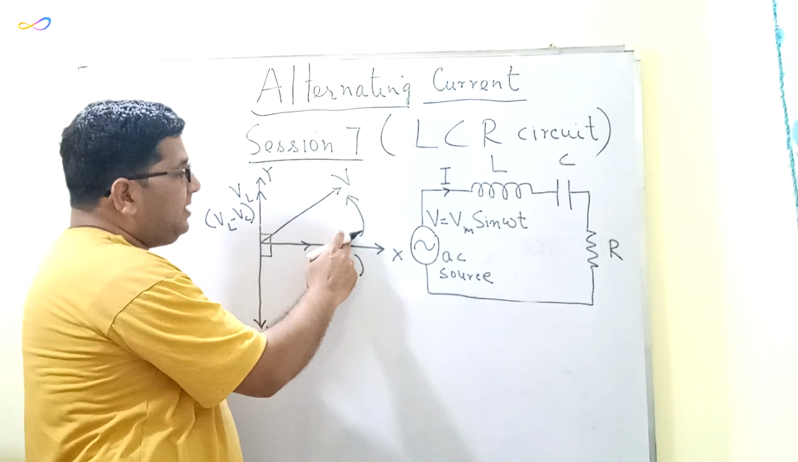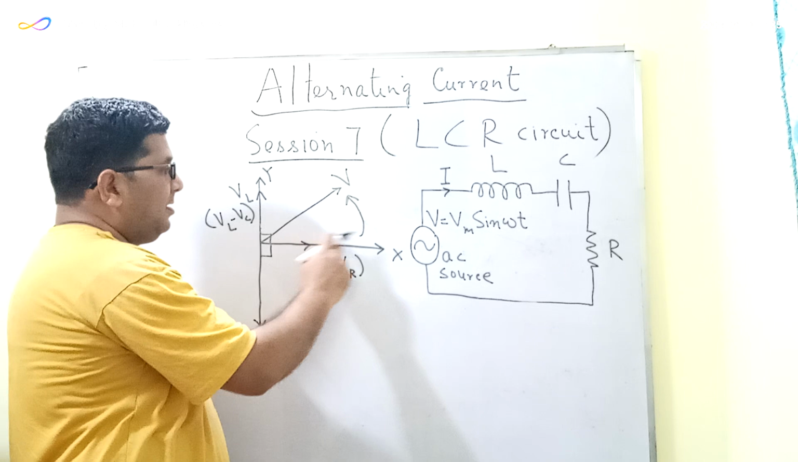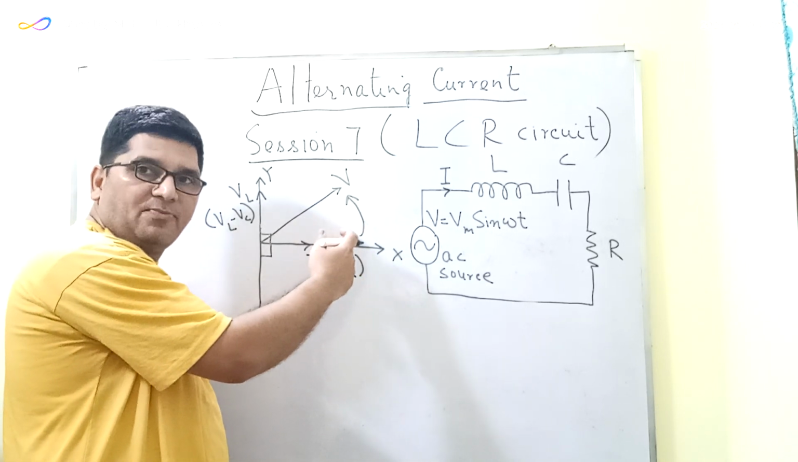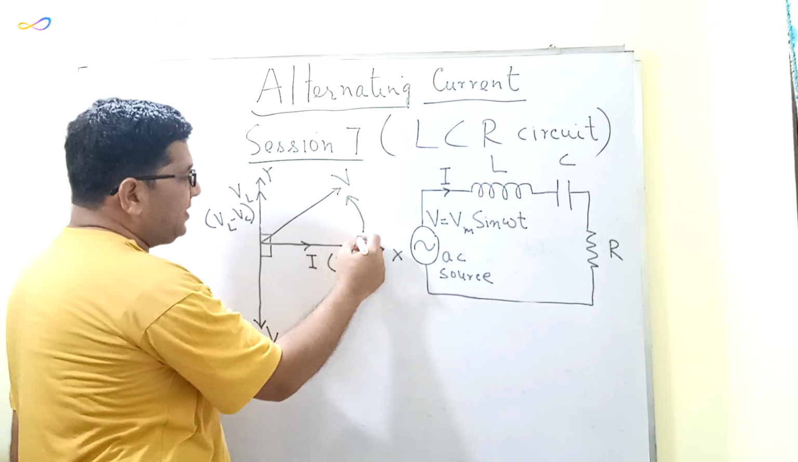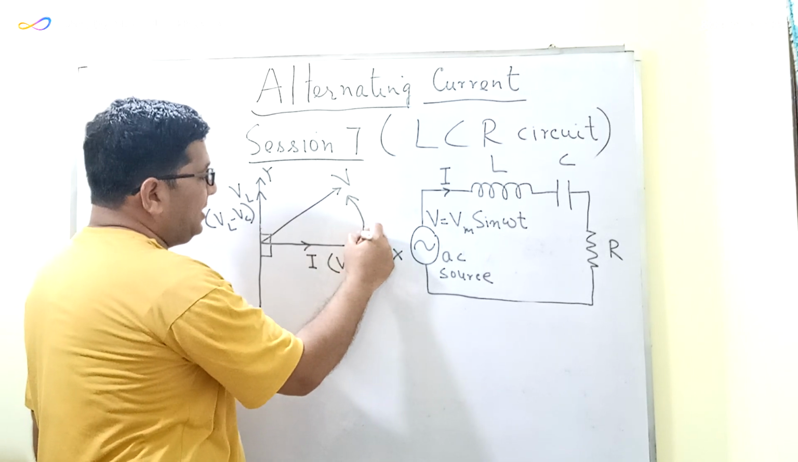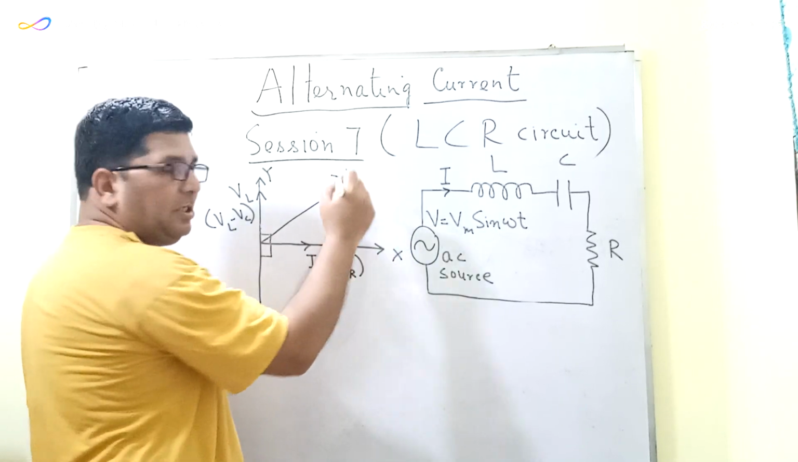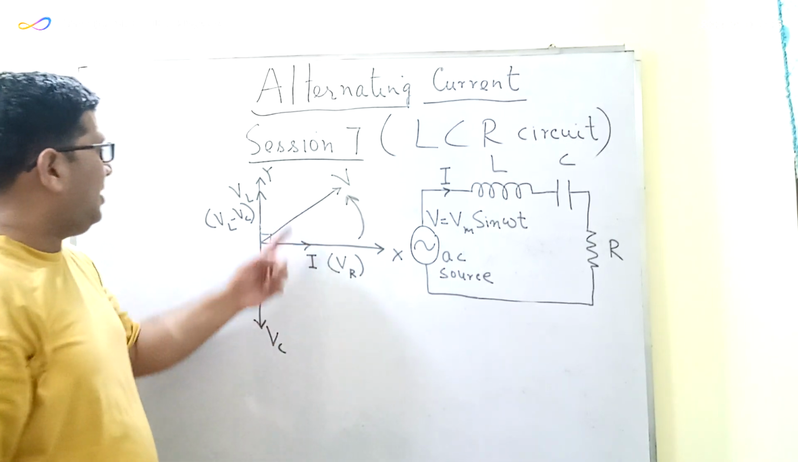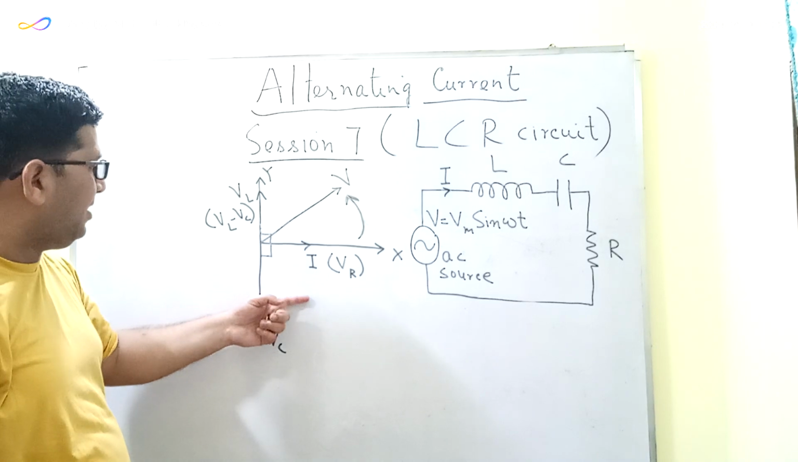This is when the direction of the phasor is taken in the anti-clockwise direction. The direction of the phasor is anti-clockwise, like this. So now, this is the phasor diagram here.